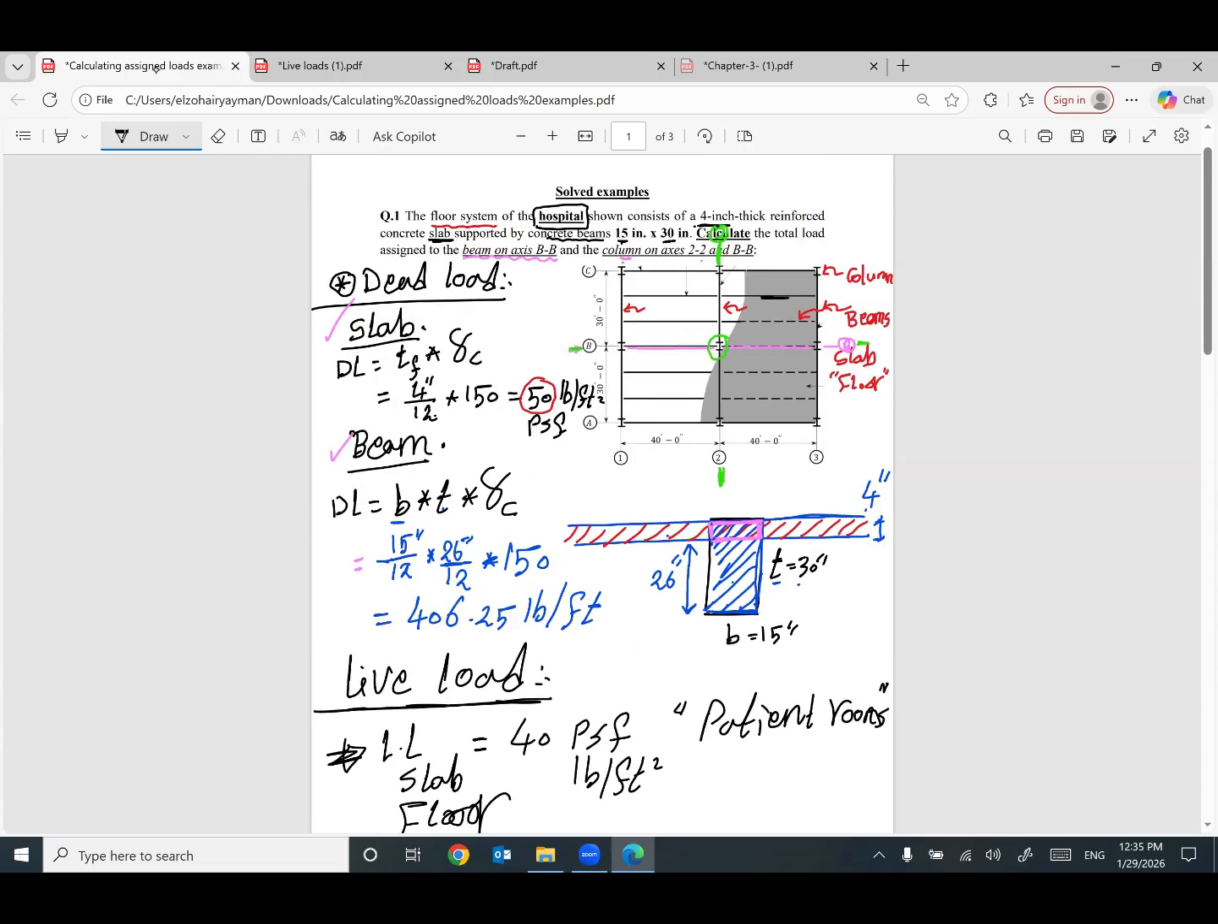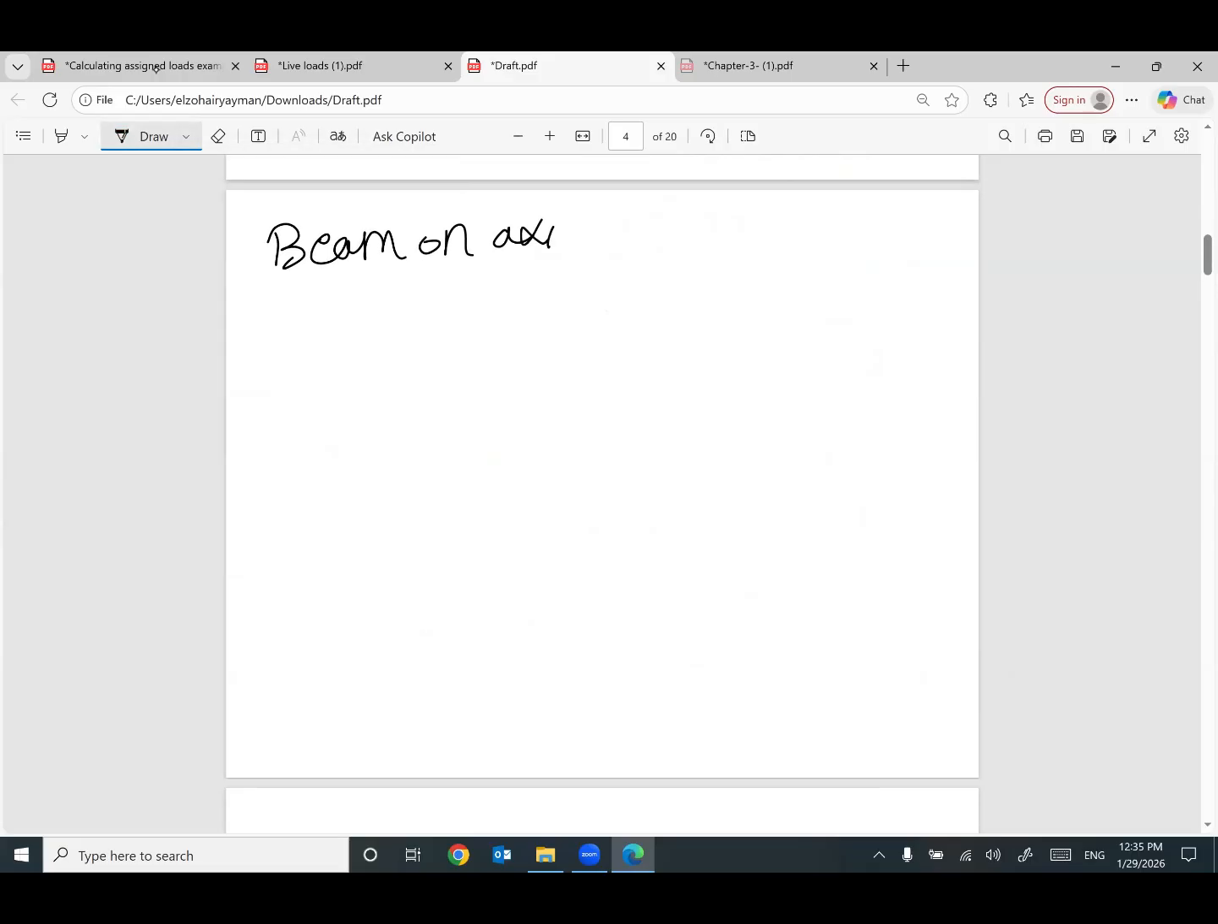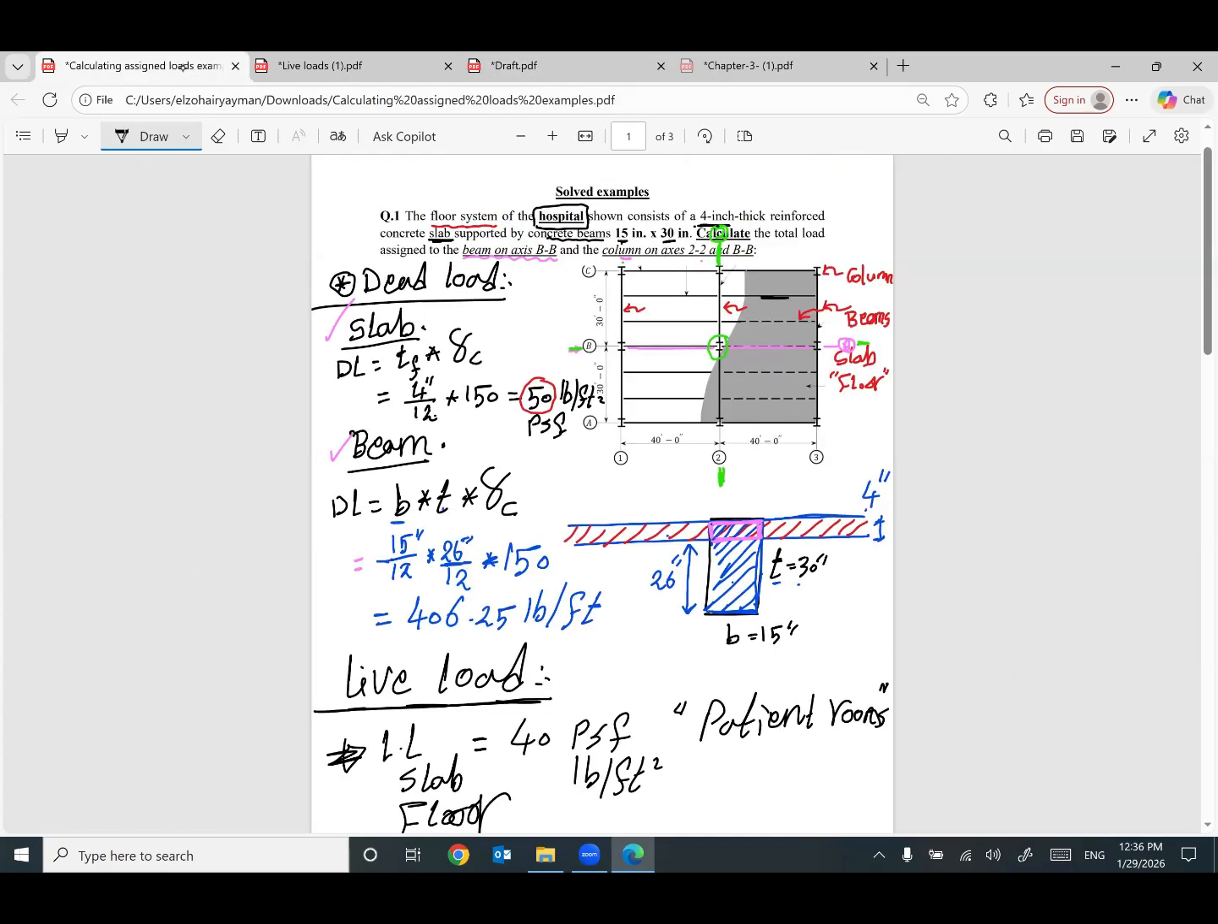Let's start to see what we need. We need the beam on axis BB, so I will start my calculations. Beam on axis BB. That makes sense? And I will go back to this sketch. Where is the beam on axis BB? This is the beam with the pink color.